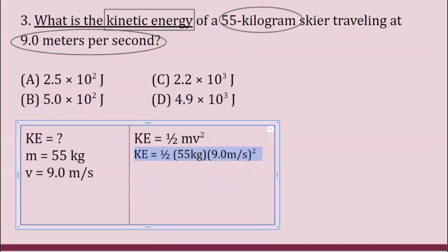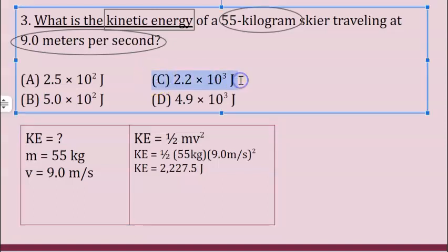However, if you choose to show your work, or if you're asked to do this in an open-ended question, the squared goes outside the parentheses, and that means that it does go into your calculator. So when you type this into your calculator, it should be 1/2 times 55 times 9.0 squared. When I type it into my calculator, I got 2,227.5 joules. That matches with answer choice C.